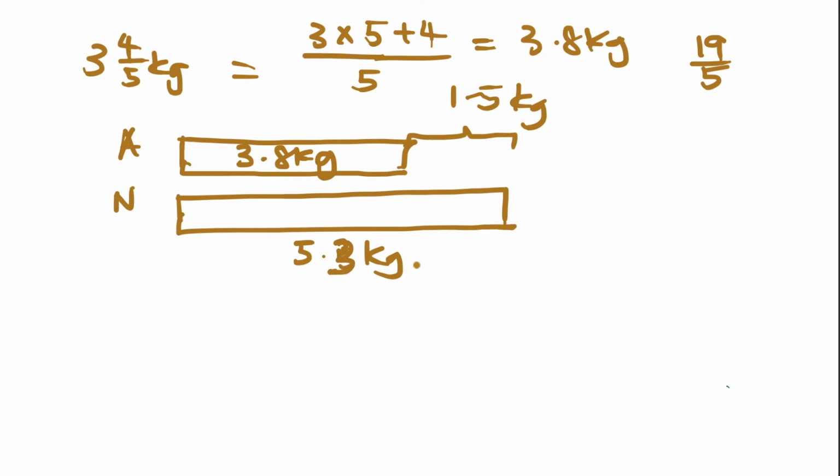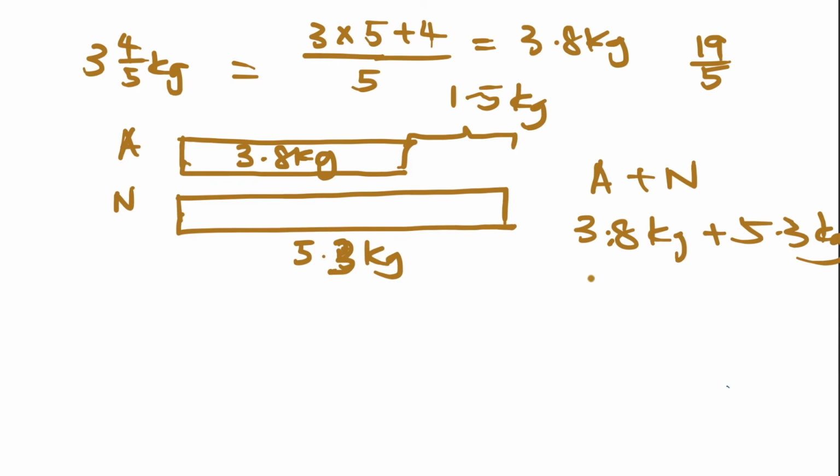Please do your calculation. Total mass will be A plus N, 3.8 kilogram plus 5.3 kilogram. My total mass will be 9.1 kilogram. Unit, okay? Very important.